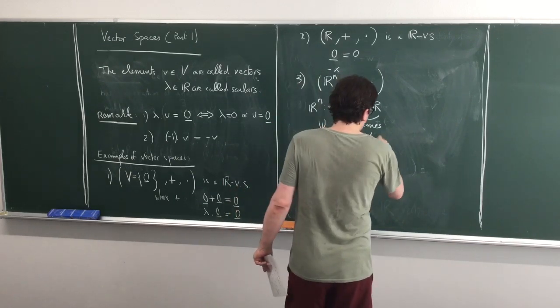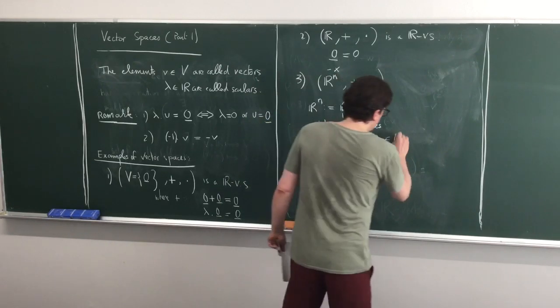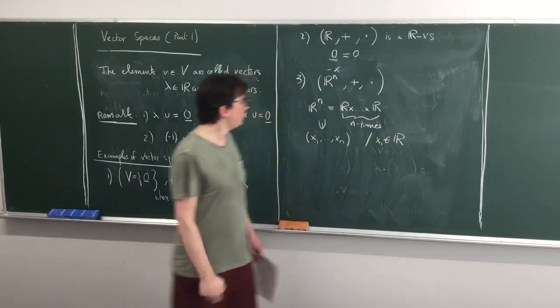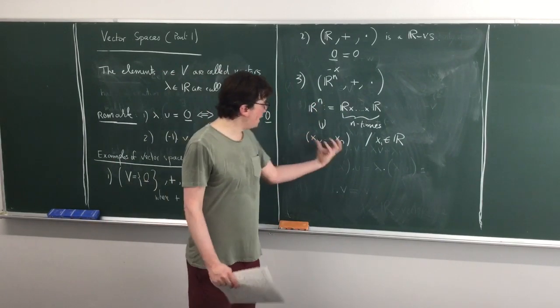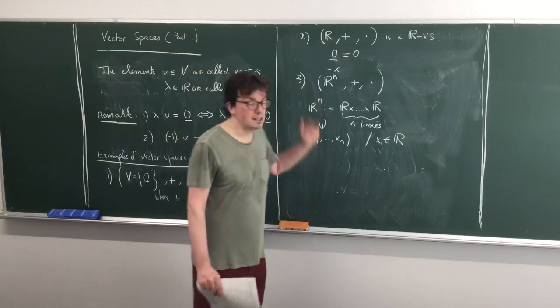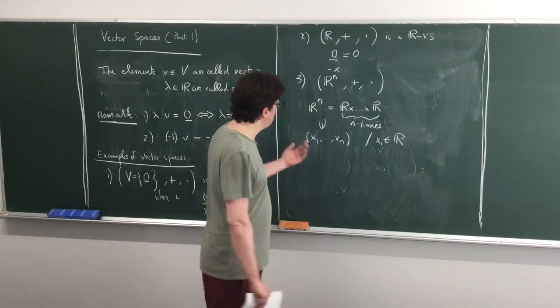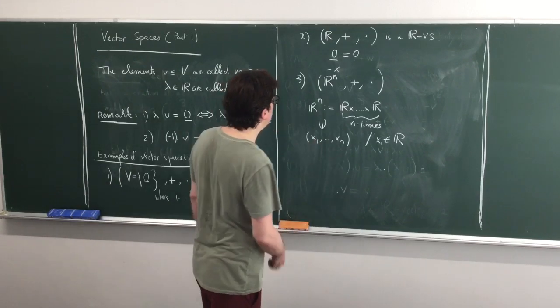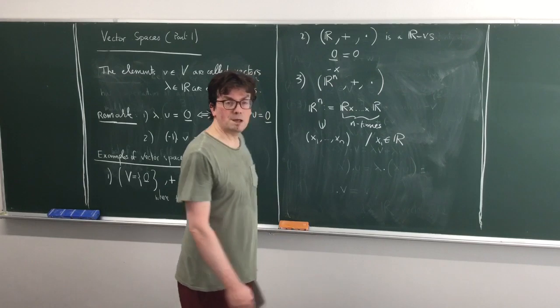such that any entry xi in this tuple is a real number. So if n equals 2, then this will be a pair of real numbers. If n equals 3, it will be a triple, etc. In general, it is an n-tuple. Okay, this is the vector space as a set.